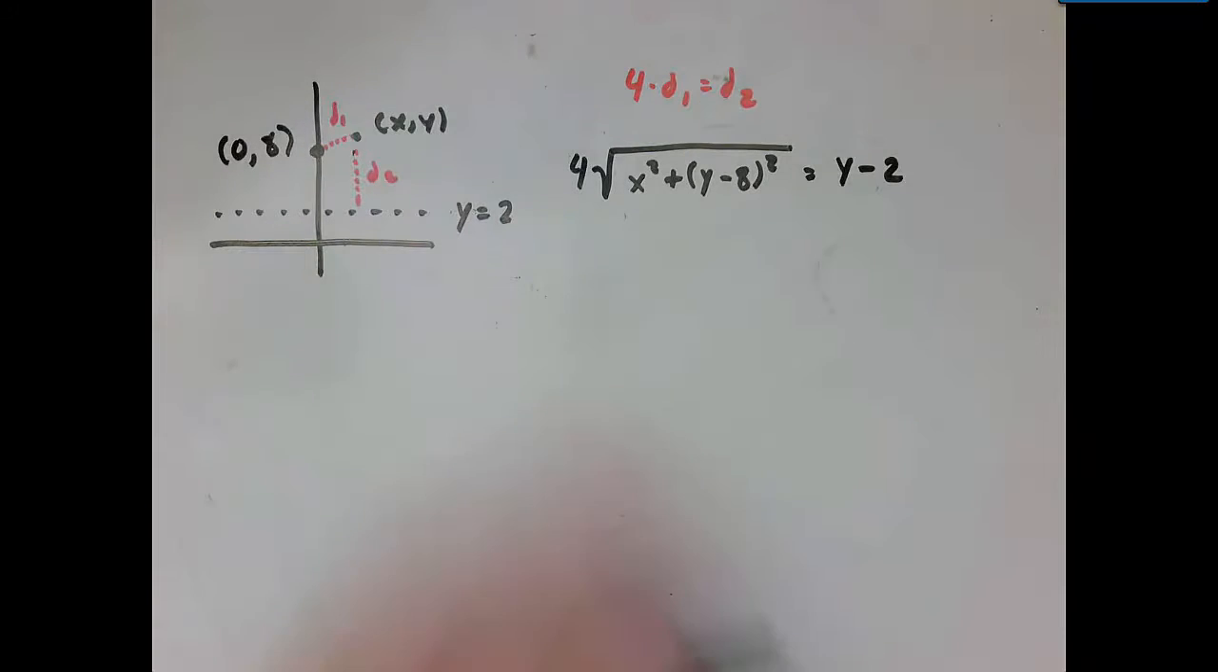Except problem 6 didn't actually use numbers. It replaced all the numbers with parameters. So instead of a height of 8, we have a height of c, and instead of y equals 2, we have y equals n. But the setup is going to be the same.